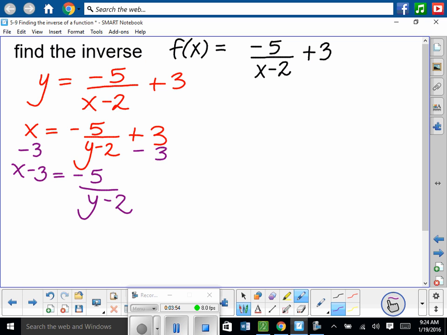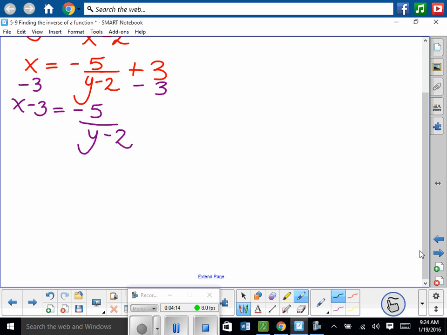There's like 12 million different ways we can go about solving this. It just depends on who you are, what you're going to do, as long as you do your algebra correctly. To get y alone, does anybody have any brilliant ideas? Okay, I'm going to rewrite this because you guys need to be able to see this. If you look at it like this, it should help. On the left, we obviously have x minus 3. On the right, isn't this the same thing as negative 5 times 1 over y minus 2?